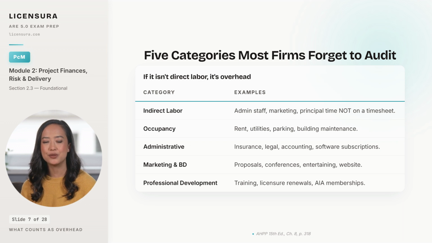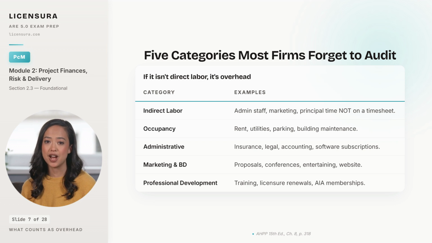Occupancy is rent, utilities, parking, and building maintenance. Administrative is insurance, legal, accounting, and the entire stack of software subscriptions that has quietly grown to 30 or 40 individual line items. Marketing and business development is proposals, conferences, entertaining, the firm website, and any unpaid pursuit time. Professional development is training, licensure renewals, and AIA memberships.